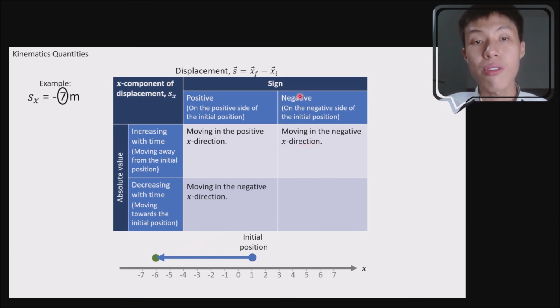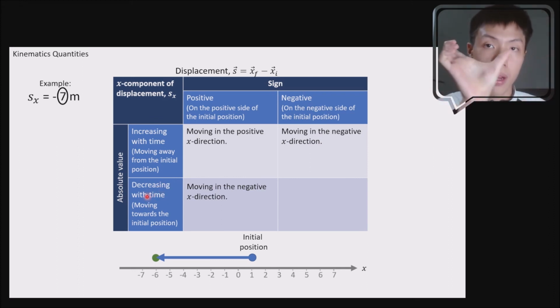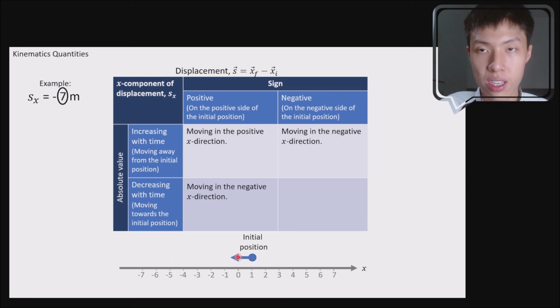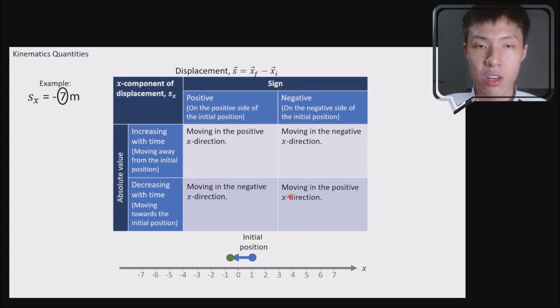Okay, so if you see negative and you see the absolute value is decreasing with time, that means it's pointing to the left, but the displacement vector is getting shorter and shorter, just like this. If you trace the arrow tip, you can see that the object is actually moving towards the initial position. Then it's moving in the positive x direction. It's moving towards the right, right? When it's moving towards the right, that means it's positive x direction. Even though the position is at the negative side, we are looking at the direction of motion. The direction of motion is towards the positive x direction, so therefore it's moving in the positive x direction.